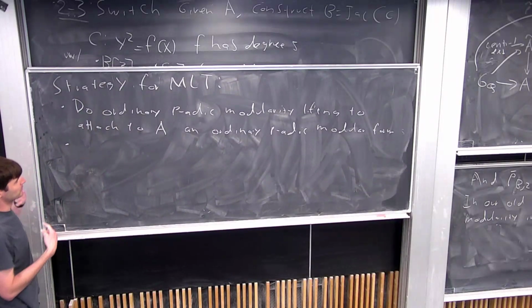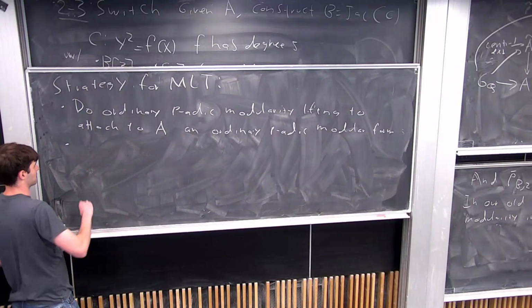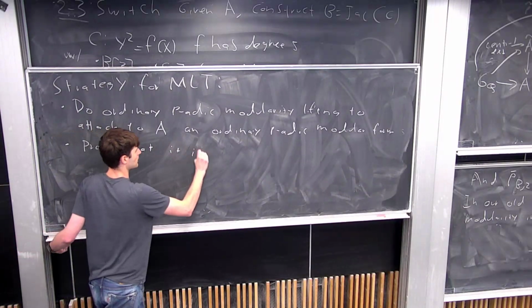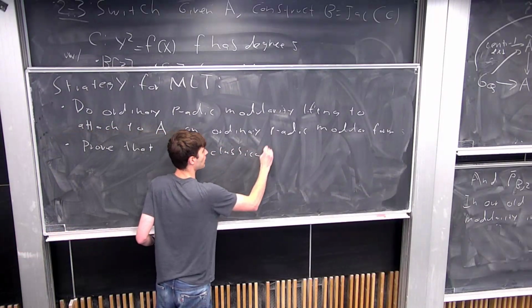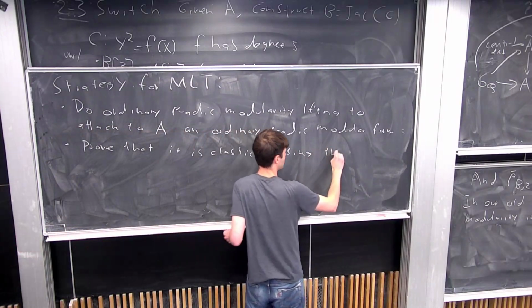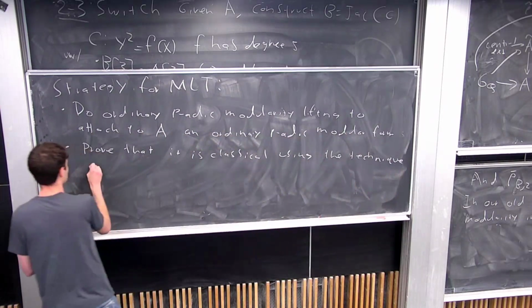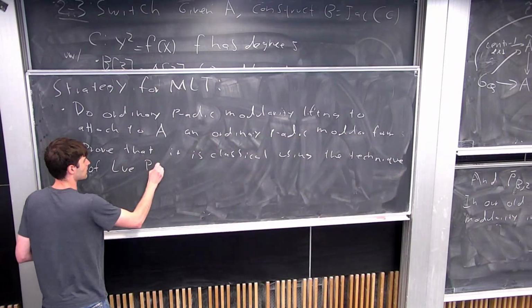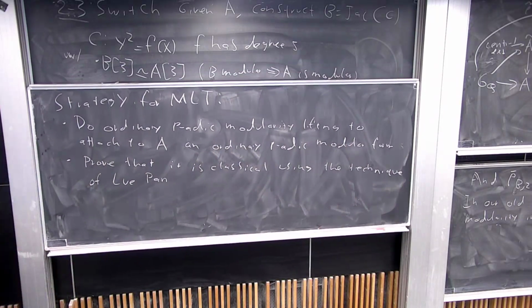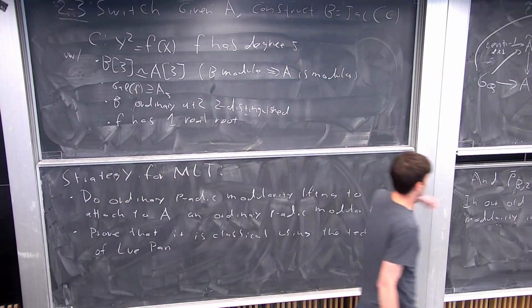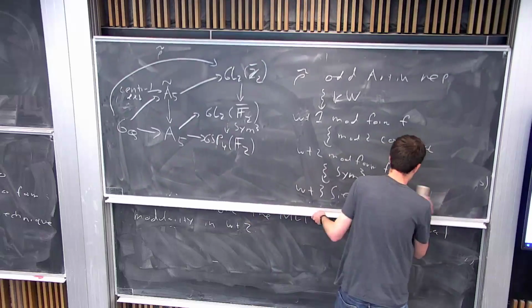And then the next step is just to prove that that p-adic modular form is classical. So prove that it is classical using the technique of Louis Pon. Okay, so I'm going to try to just give basically a brief introduction to how this looks in the situation of GSp4. And I apologize, I won't really be able to go into too much detail.